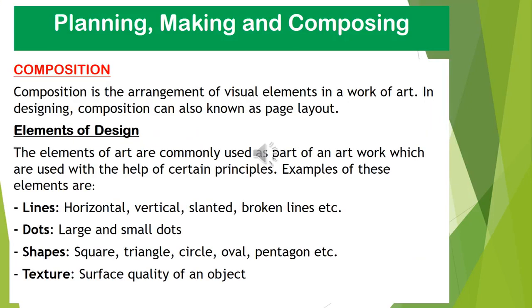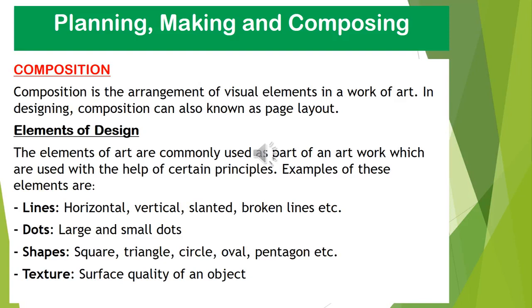Okay, so let's find out what composition is. Composition in art is the arrangement of visual elements in a work of art. The things that you can see in a work of art make up the composition of the work of art. In designing, composition can also be known as page layout. So when you look at a design, everything that goes into the design to make it attractive to you is the composition of that design or the composition of art. Now let's look at the elements of design.